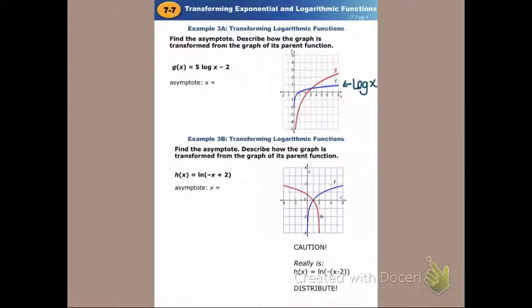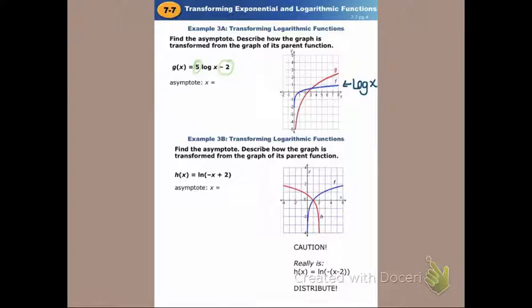So let's take a look at some examples of transforming log functions. We're asked to find the asymptote and describe how the graph is transformed from the graph of its parent function. So our new function g of x is 5 times the log of x minus 2. That means our parent function is log of x, and it's labeled here as f on the graph. This graph, in its standard form, has the y-axis as its vertical asymptote. So what's been done to this function to transform it into g of x? Well, there's a 5 multiplied out in front, and then 2 subtracted.